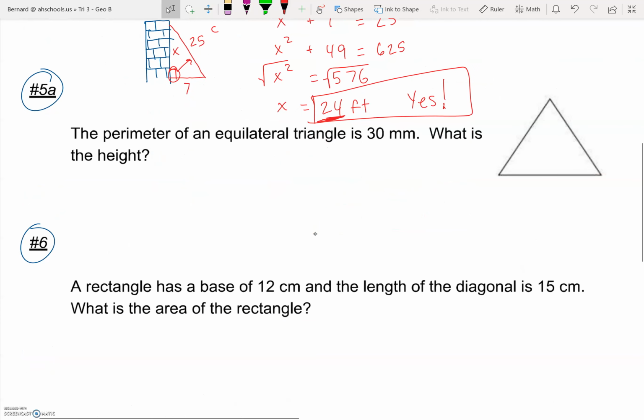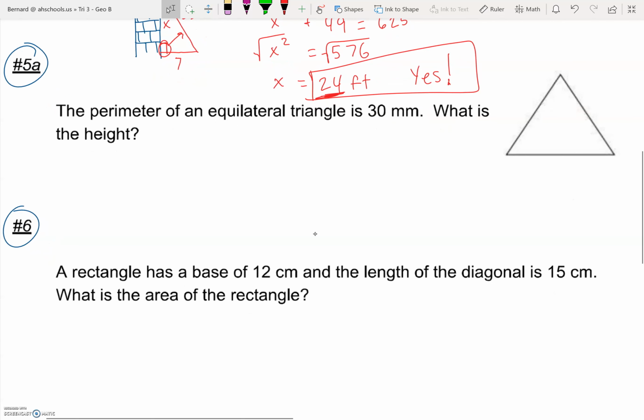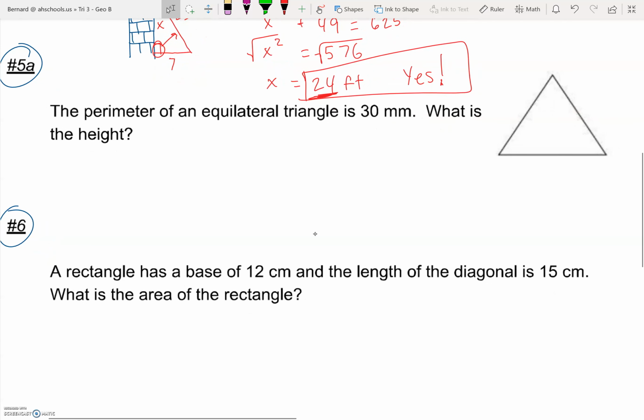All right. Perimeter of an equilateral triangle is 30 millimeters. What is the height? Remember, we should draw that in. Our height is this imaginary straight up and down line. Creates a right angle with an opposite base. And so that's what we want to figure out. And we want to use the perimeter to do it.